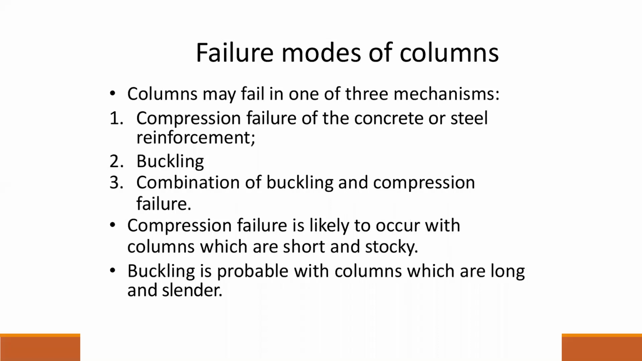Let us see the failure modes of the columns. Columns may fail in one of these three mechanisms. One is the compression failure of the column's steel or reinforcement. The second one is buckling. The third one is a combination of buckling and compression failure. Compression failure is likely to occur with columns which are short and stocky. Buckling is probable with columns which are long and slender. So these two basic failure modes have to be checked in the design process.